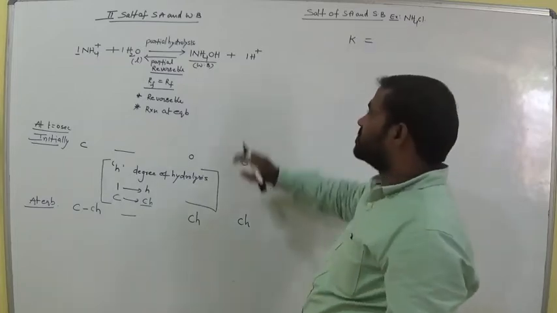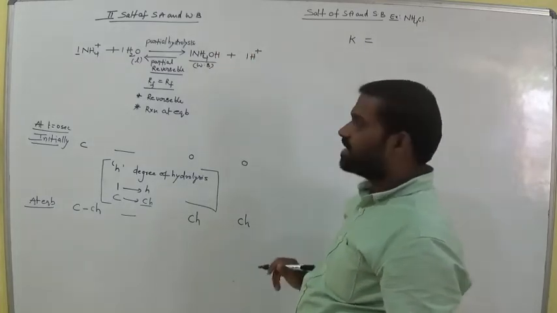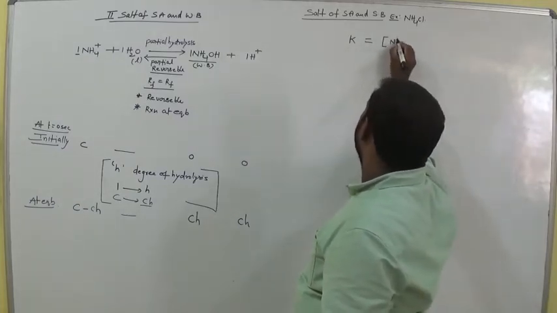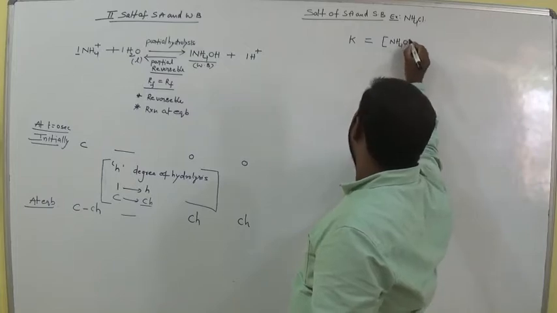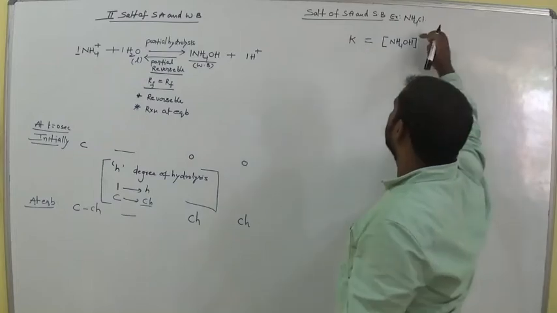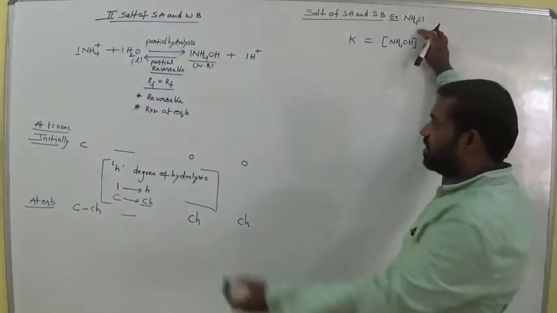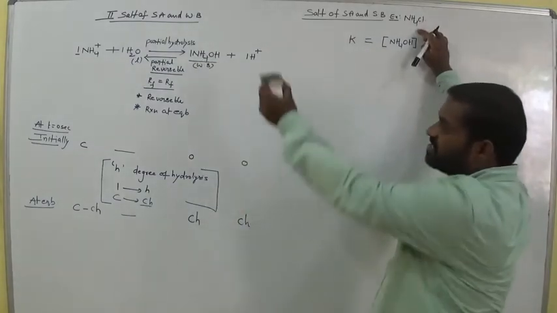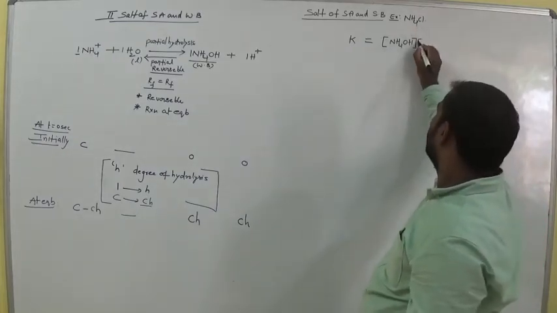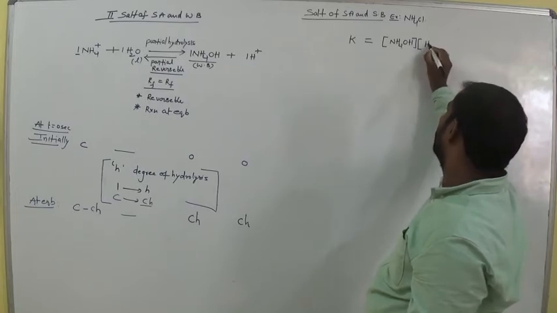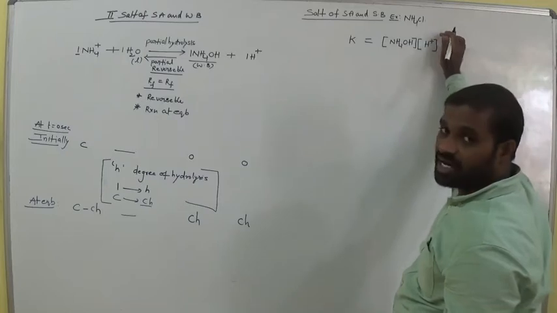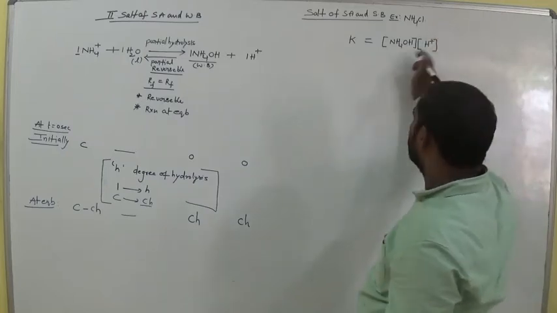you know how to write. First write the molar concentration of products. What is it? Molar concentration of the product NH4OH, and what is the coefficient? 1. No need to write it as a power, because the coefficient is 1. Suppose it is 2, then write 2 here. Remember that. And the molar concentration of H plus, what is the coefficient? 1. No need to write a power. We already discussed this so many times.